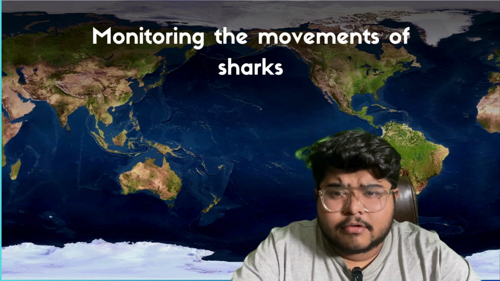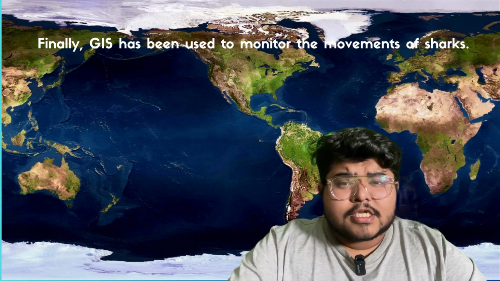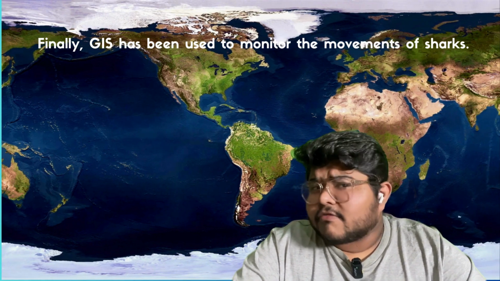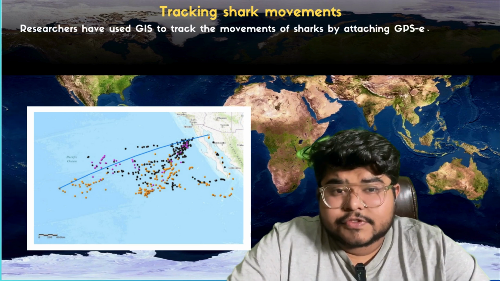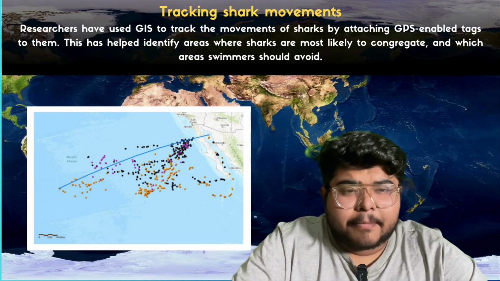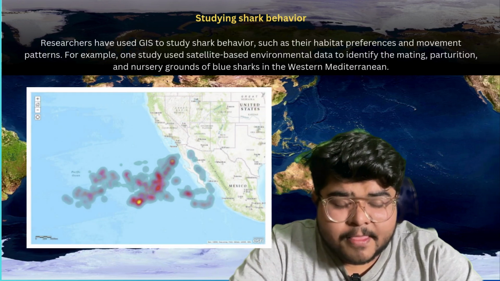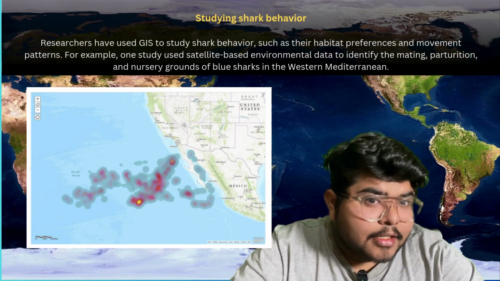So this use case I have actually seen in some movies, and recently I was watching a movie where this has been used. The second one is monitoring the movement of sharks. Yes, that can be done and it is useful as well. I don't think this is a weird one, but it was listed among the weird applications created on GIS. So yes, GIS has been used to monitor the movements of sharks.